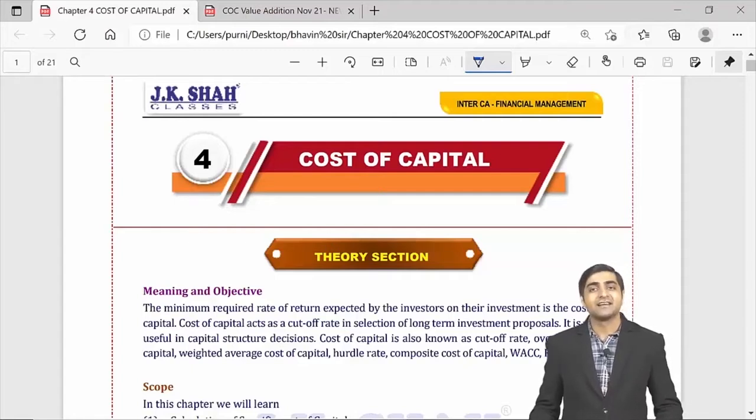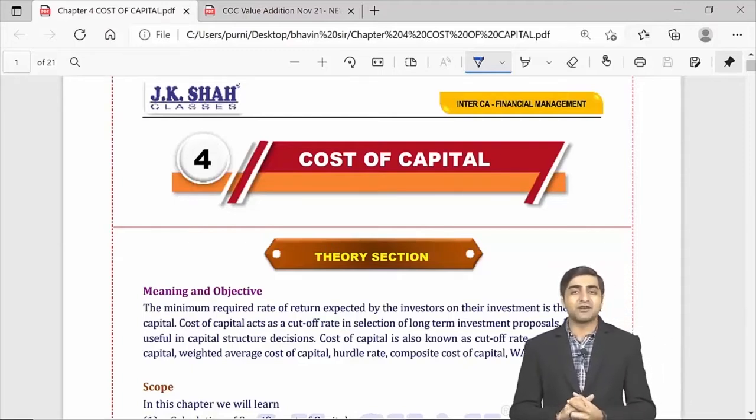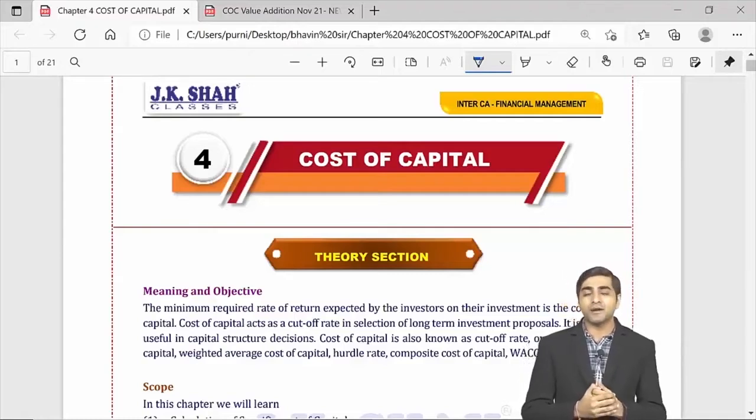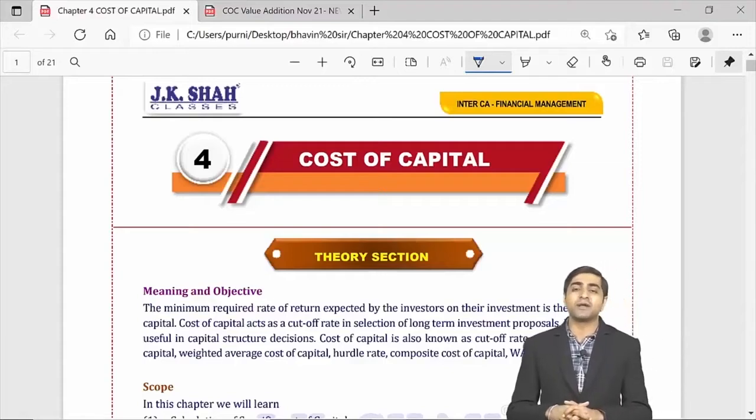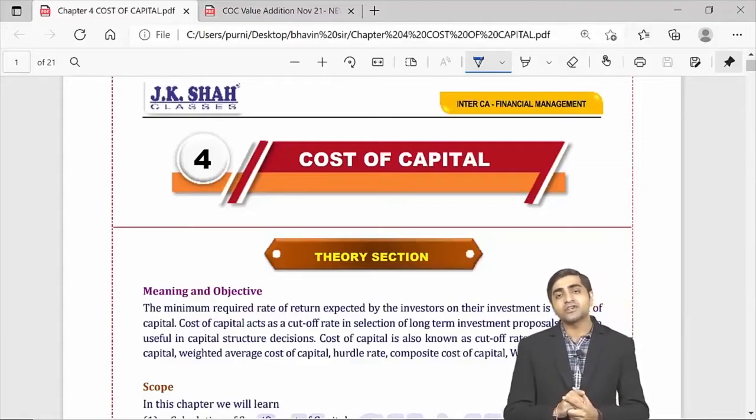So guys, today we are going to start with revision of Financial Management, chapter number 4, Cost of Capital. Before we start with the revision of this particular chapter, let me just quickly revise the paper pattern for you. As you all are aware, your Financial Management is paper 8 of group 2 constituting 60 marks, and we share this particular subject with Economics of 40 marks.